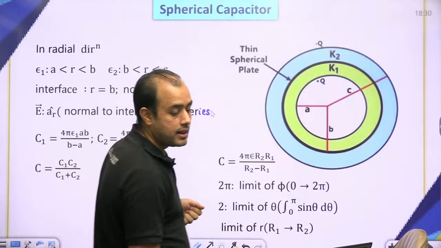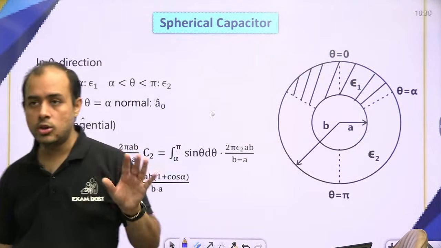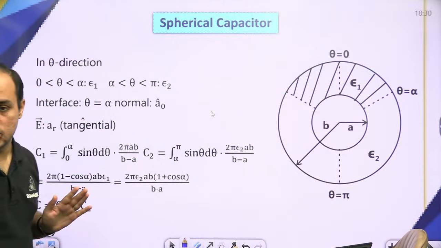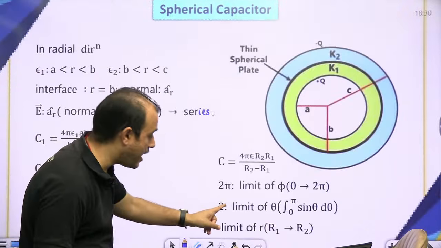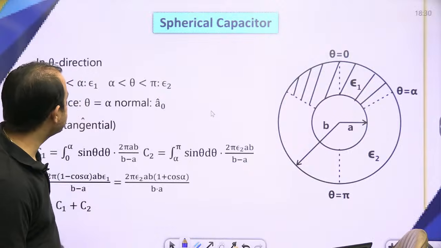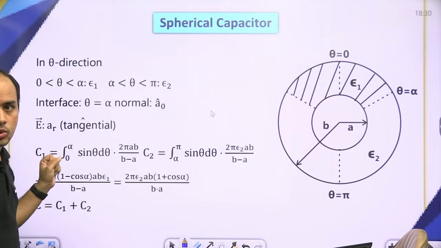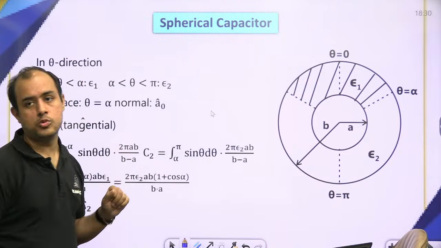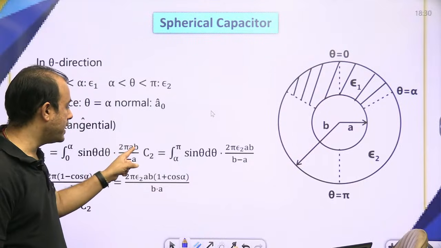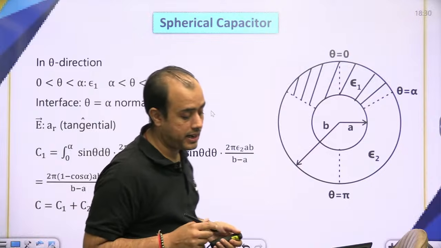चमका ये बात? Suppose I divide the dielectric in theta. From 0 to alpha, I have epsilon 1. Alpha to pi, I have epsilon 2. Now, beta, I have to change this term, which is the limit of theta. So, for first dielectric, I will integrate sin theta from 0 to alpha. For second, alpha to pi. पहले में 0 से alpha, दूसरे में alpha से pi. Then 2 pi AB by B minus A. 2 pi epsilon 2 AB upon B minus A.